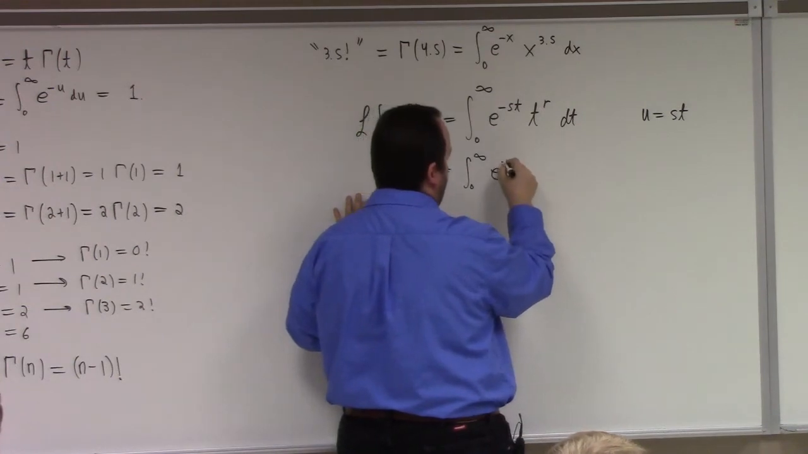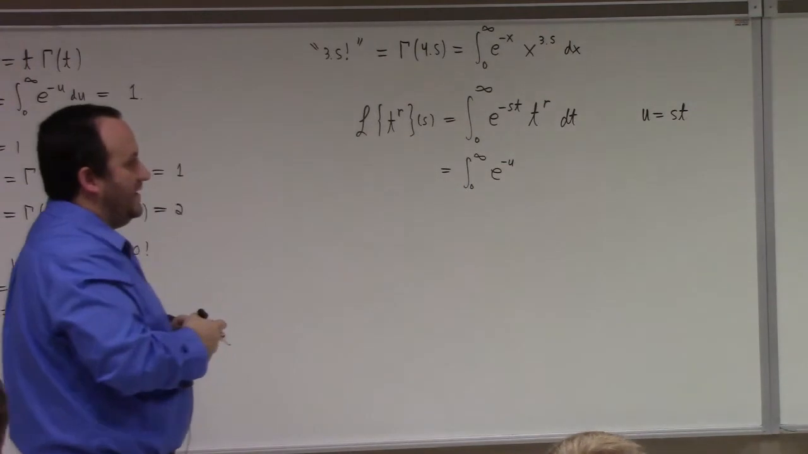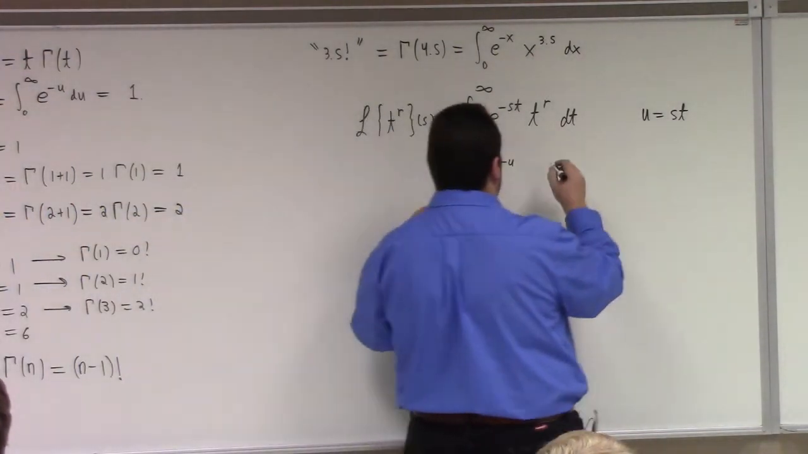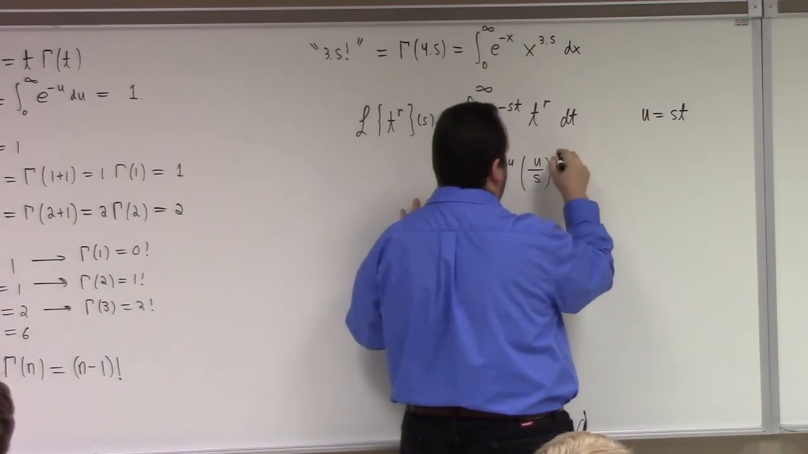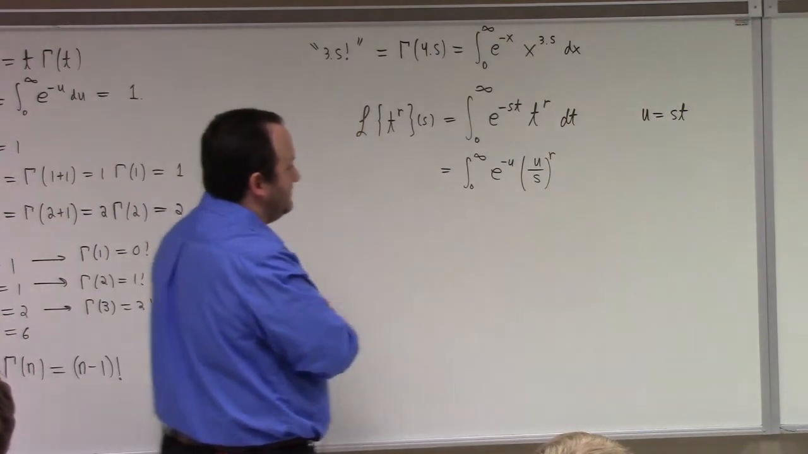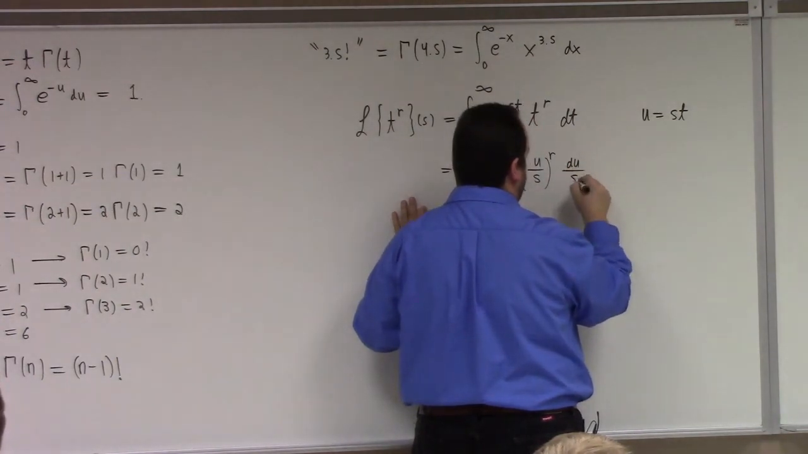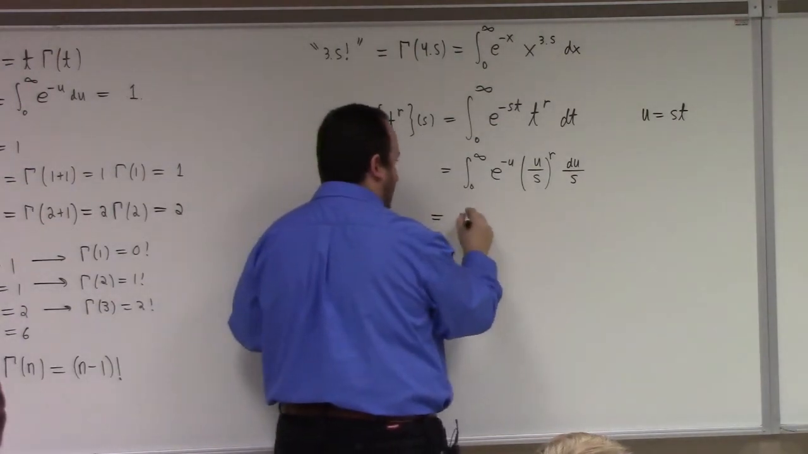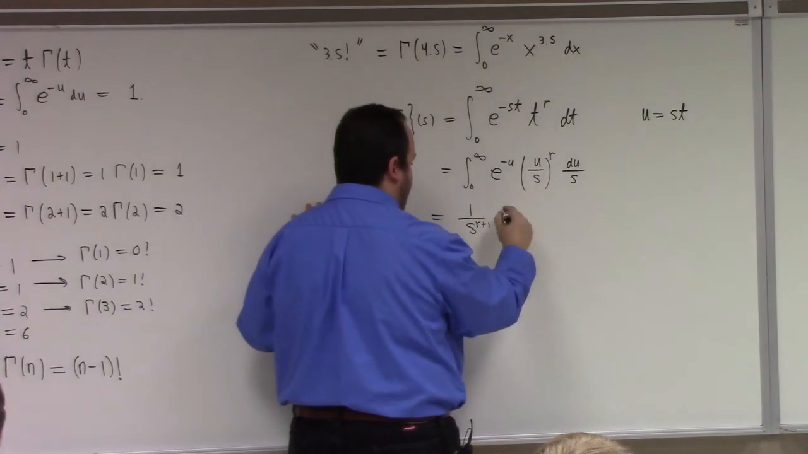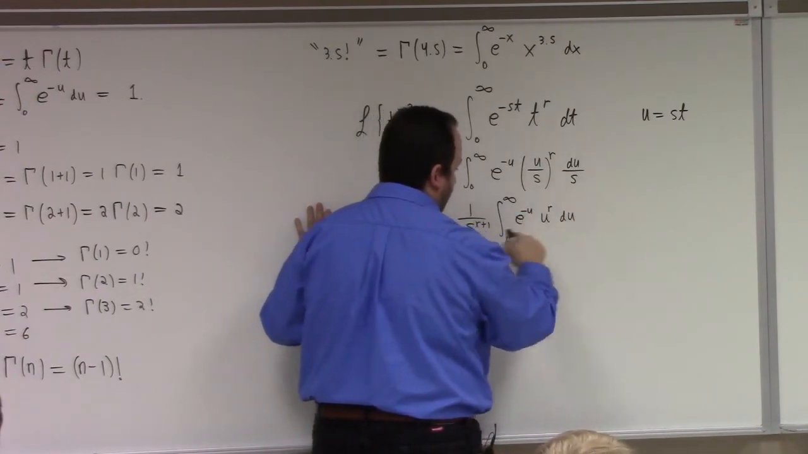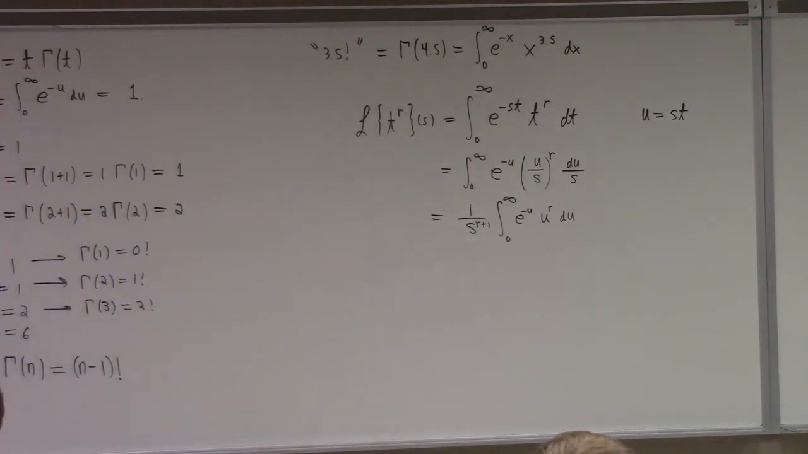That's e to the minus u. If s is positive, then u is still going from 0 to infinity, so the bounds don't change. But how about the t? t is u over s, to the r. And then dt is du over s. So you pull out 1 over s to the r plus 1, because that's got no u dependence. The integral from 0 to infinity of e to the minus u times u to the r du. But what's that? It's not quite gamma of r. It is, in fact, gamma of r plus 1.